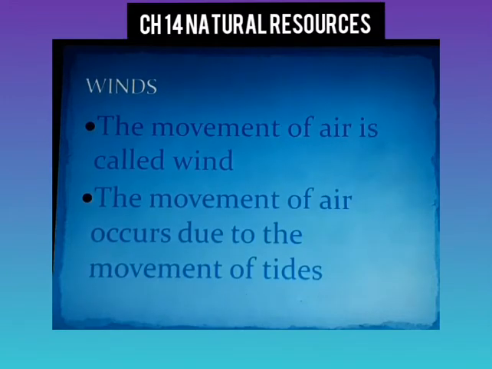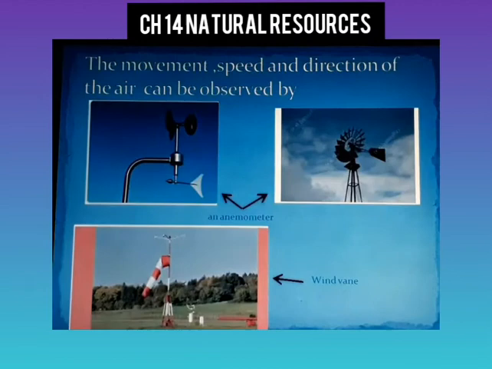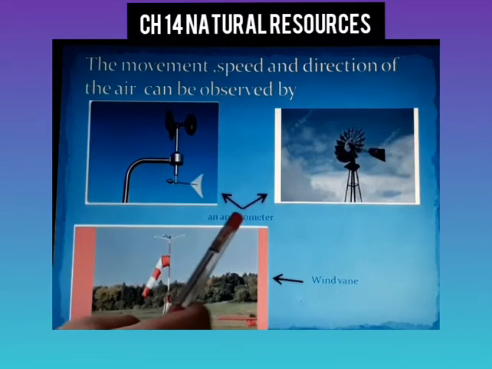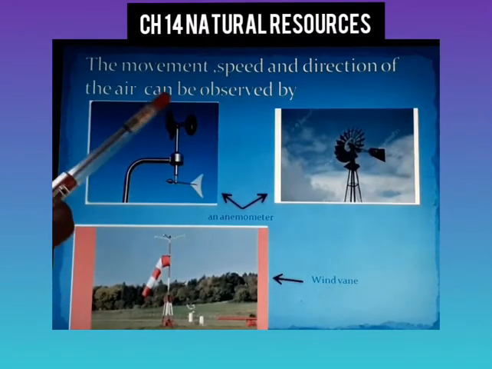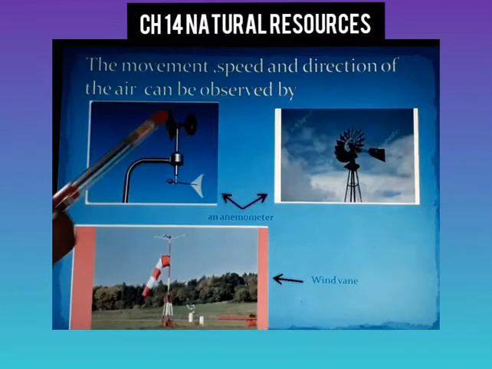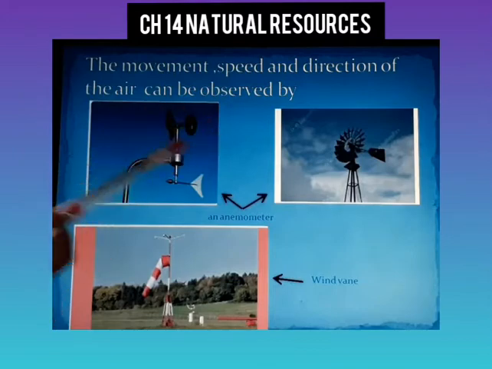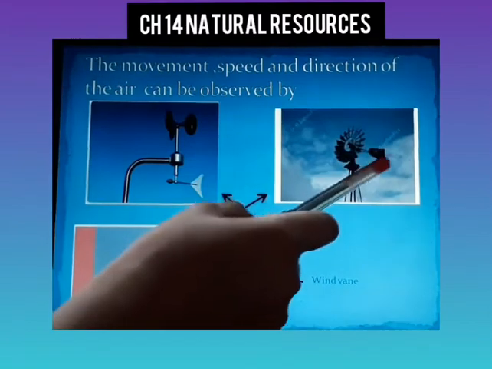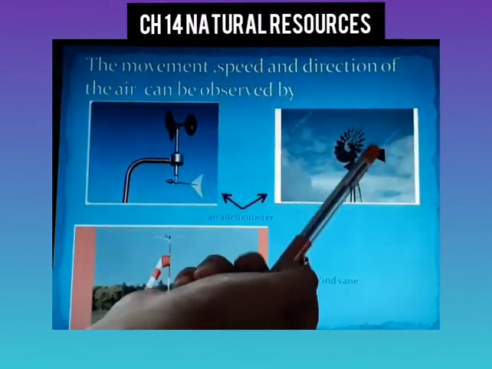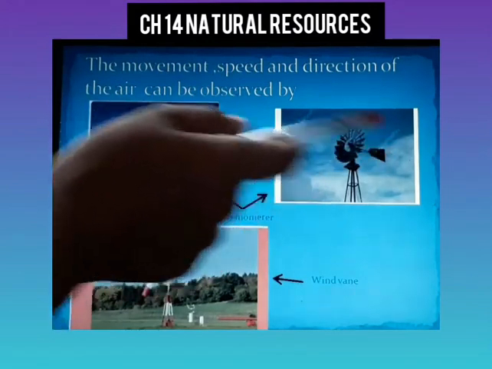Winds. The movement of air is called wind. The movement of air occurs due to movement of tides. The speed and direction of air can be observed by an anemometer. Here you can see the direction of the wind being shown by the anemometer, and the speed is indicated by this revolver, which will move when the wind passes, and it moves its back wing towards the direction, so that we can see which side the wind is moving.